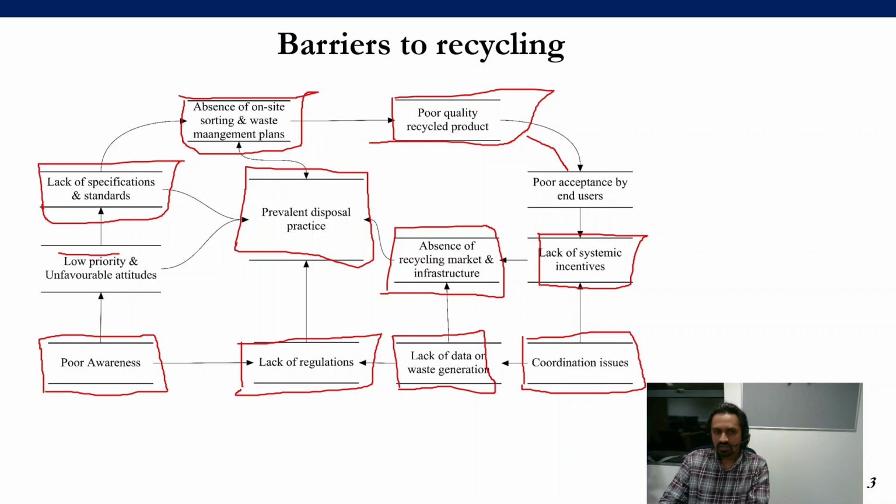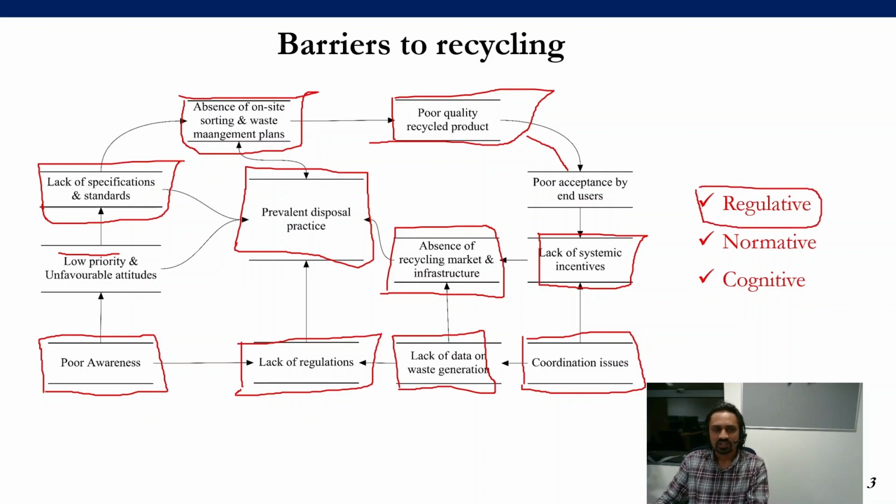So to summarize, the problems are either regulative, meaning rules or regulations concerning recycling and recycled aggregates production, or they are in terms of the practices that construction industry participants adopt, such as disposal practices and lack of on-site sorting. Or the problems can be a cognitive barrier, where there is an unfavorable attitude towards recycling and a low priority given to waste management. So these three broad sets of barriers affect recycling.